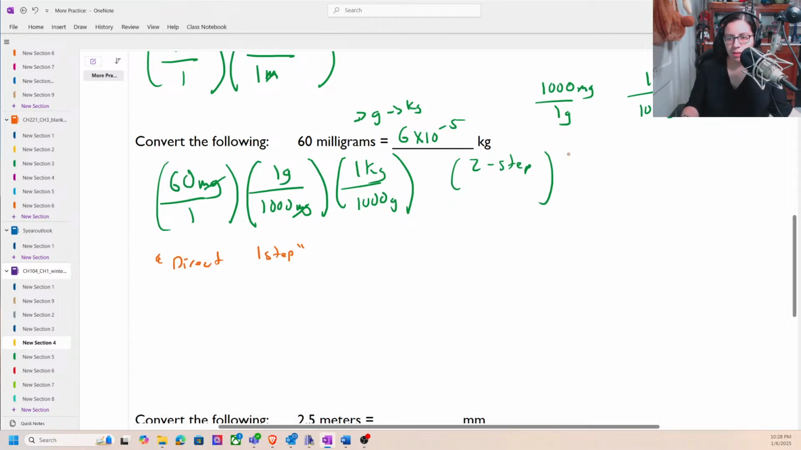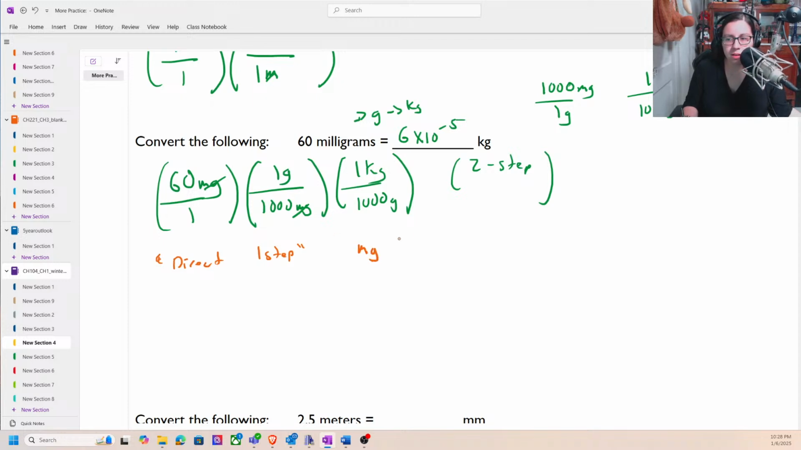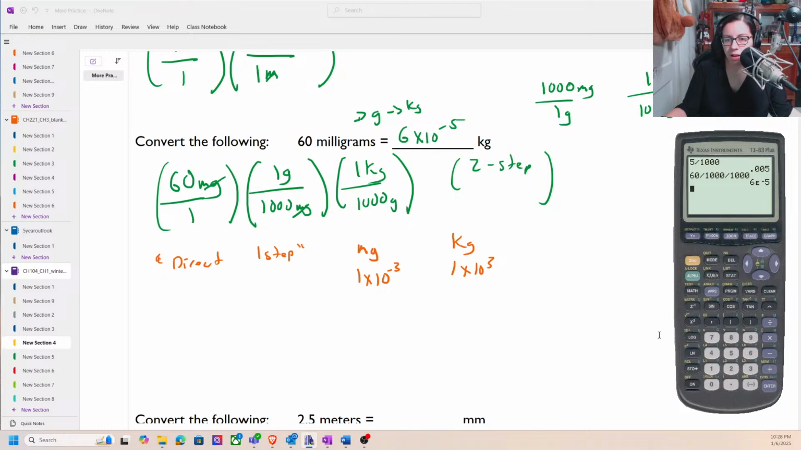And so what I mean by this 1-step is we want to find the conversion between milligrams and kilograms. The easiest way to do this is to examine the exponents. So we have milligrams, we have kilograms. So milli was 1 times 10 to the negative third. Kilo was 1 times 10 to the third. And so what you can do is divide by the smallest, so we can do that in our calculator here.